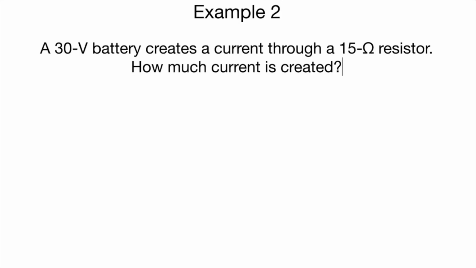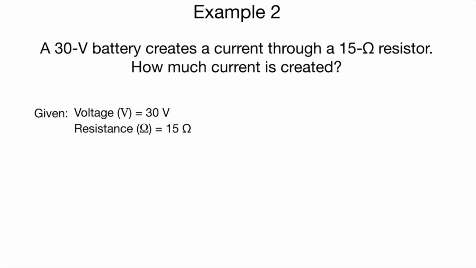Example 2. A 30 volt battery creates a current through a 15 ohm resistor. How much current is created? The given voltage is 30 volts. The resistance is 15 ohms. Our unknown then is the current, I.